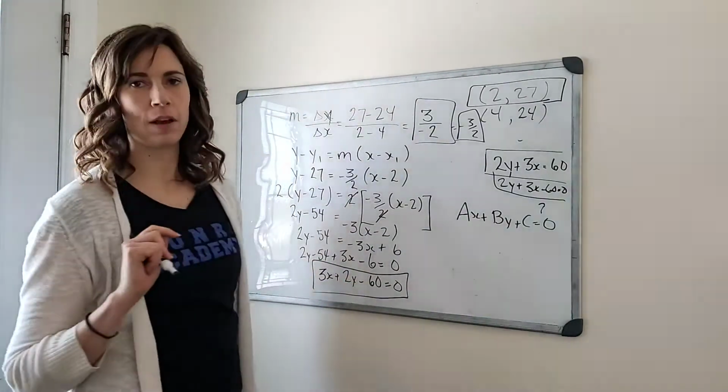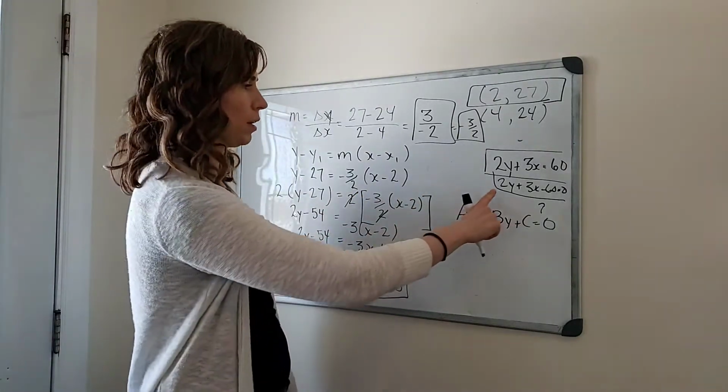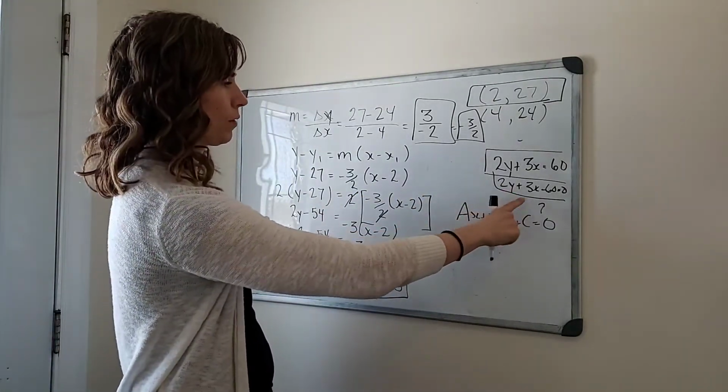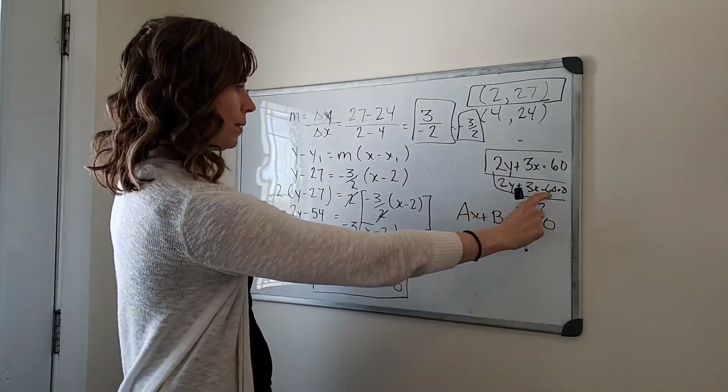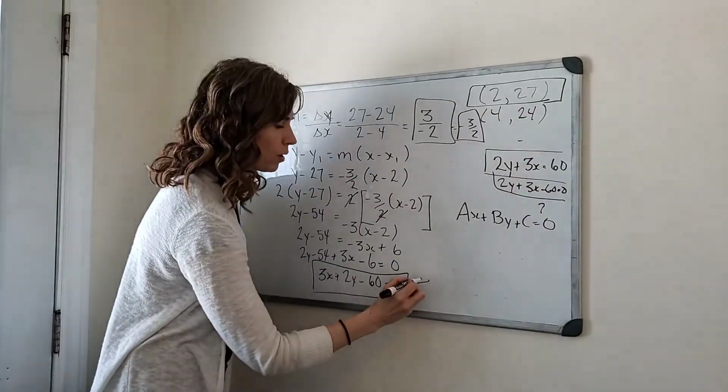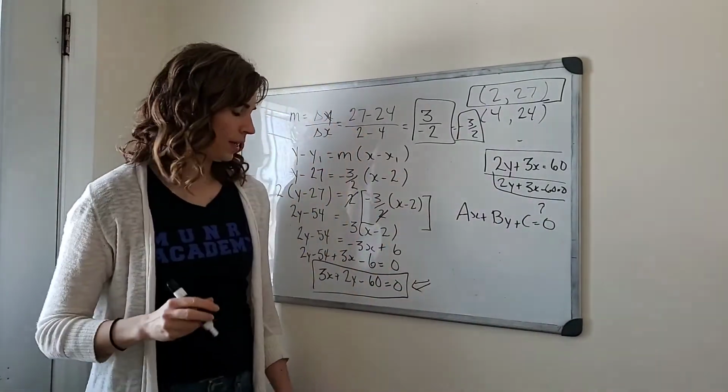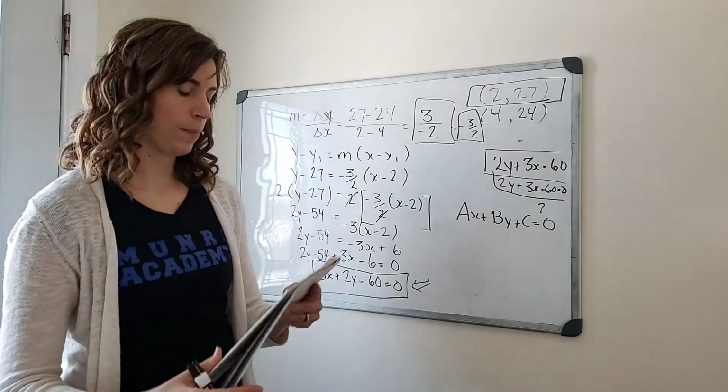Let's go back and see if that was the same as what we got here. Well, I didn't rearrange this, but yes, 3x plus 2y minus 60 is 0. General form, there's our answer. Boom. Excellent. Good work, people.